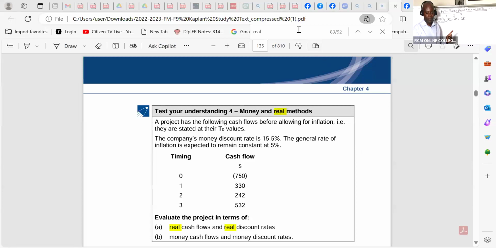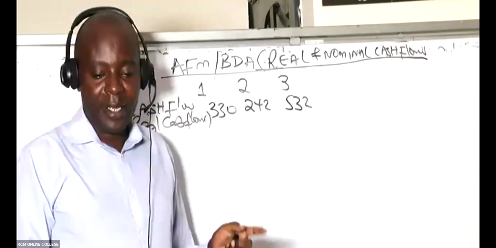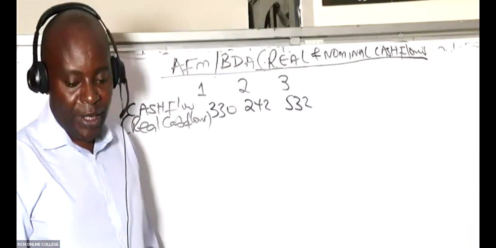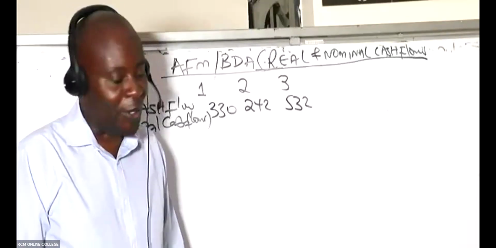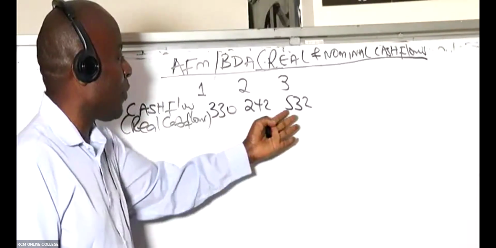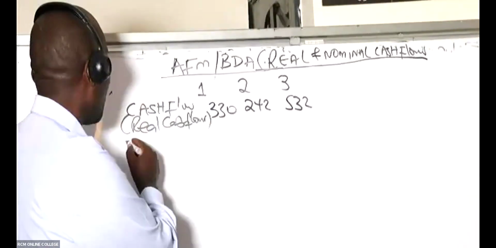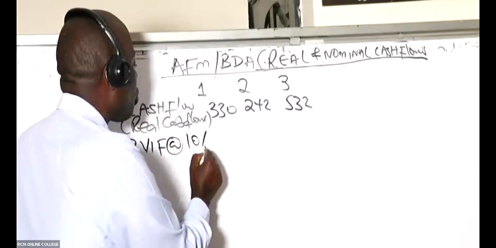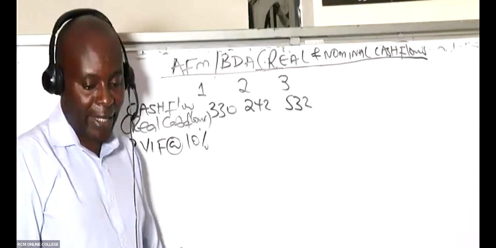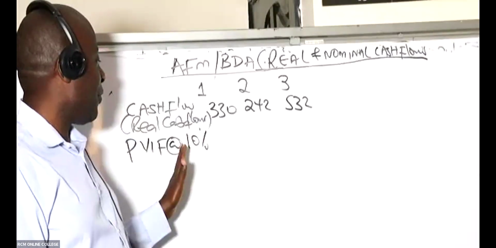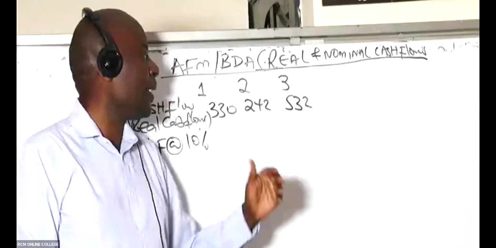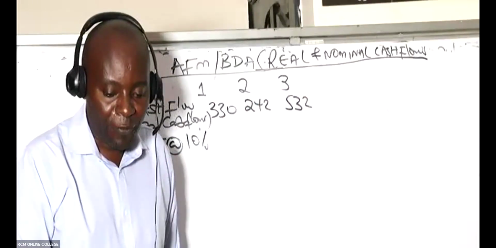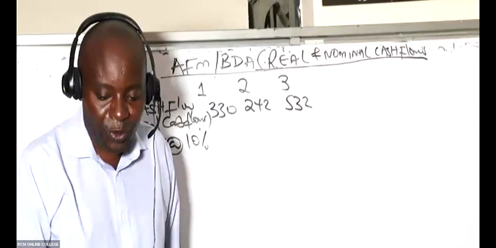Am I going to use PVIF or PVFA? In this case it can't be PVFA, because these figures are different. So I need PVIF, and for the PVIF I'm going to use the real cost of capital, which is 10%. For the AFM students, I want you to fill this in and give me the total present value.